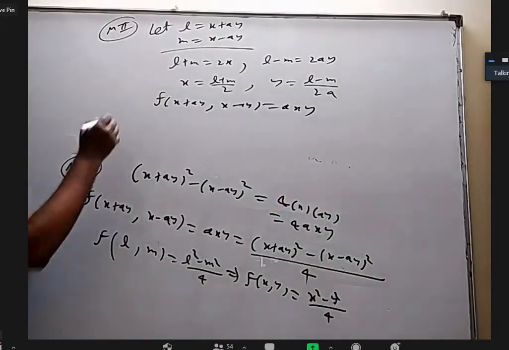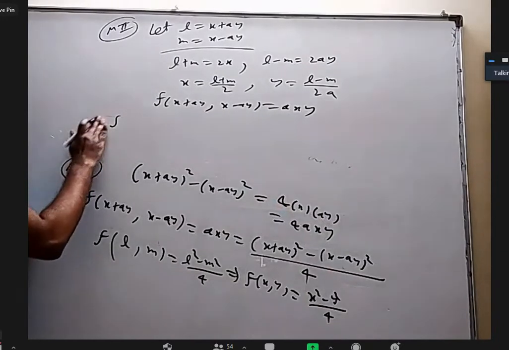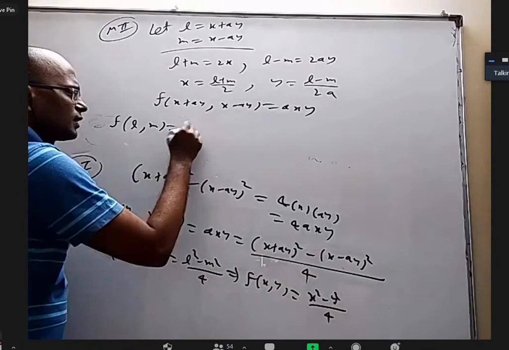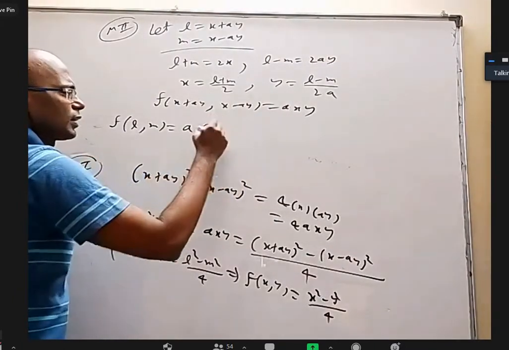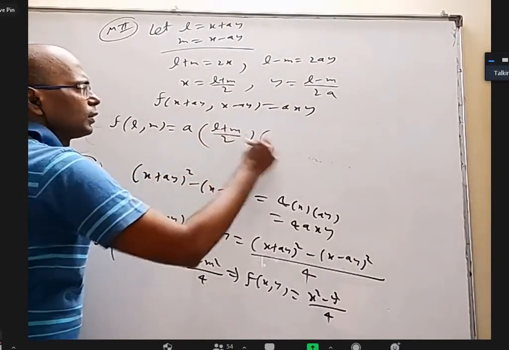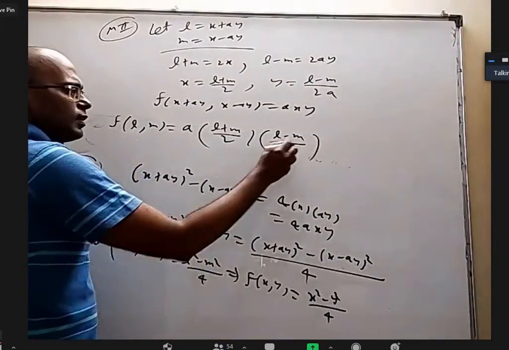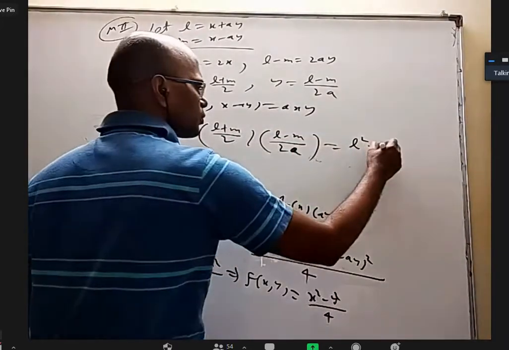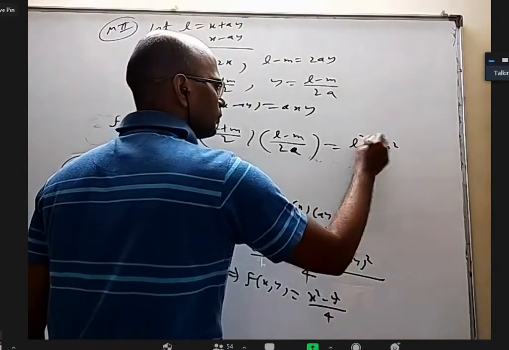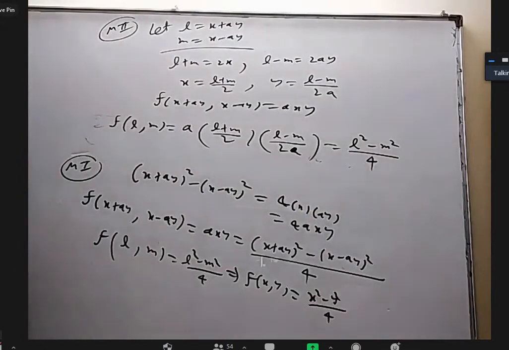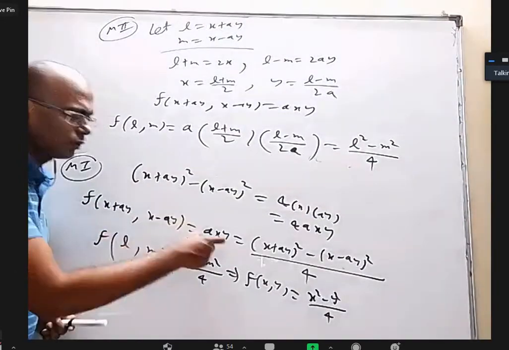you can easily replace this with L, this with M, a with a only, but in the place of x, you can write (L plus M) by 2. In the place of y, you can write (L minus M) by 2a. A and a will cancel. We'll get (L square minus M square) by 4. Okay, so here we did not guess that I have to square and subtract only to get this.